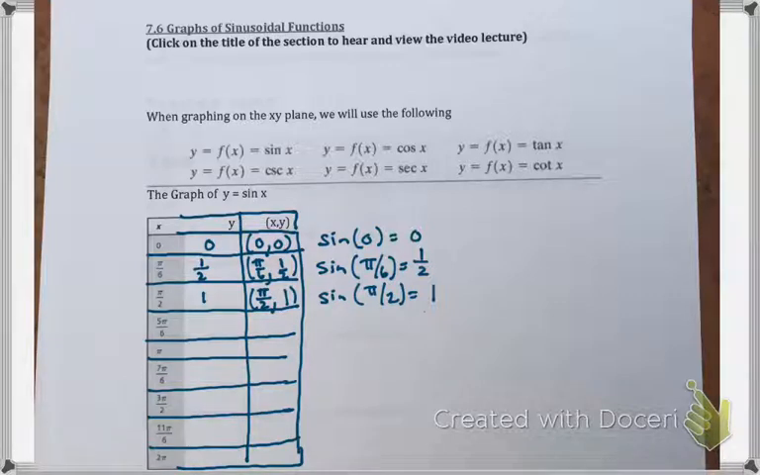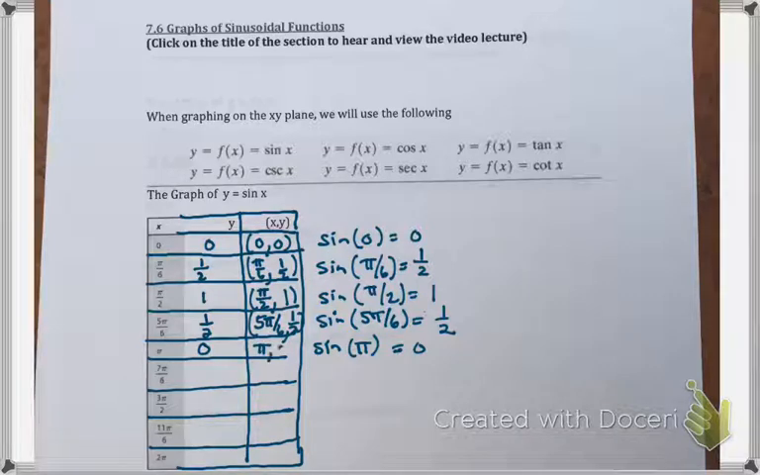5 pi over 6. Sine at 5 pi over 6 equals 1/2. So we have (5 pi over 6, 1/2). Okay, next one is sine at pi. If you look up sine at pi, you're going to see that it's 0. So the coordinate point is (pi, 0).